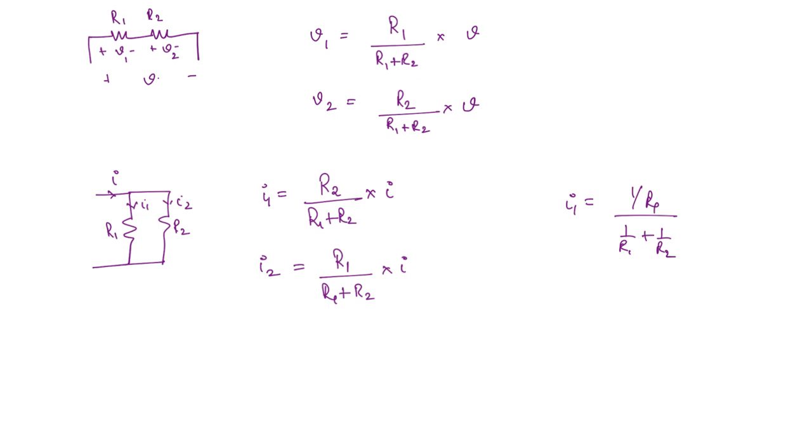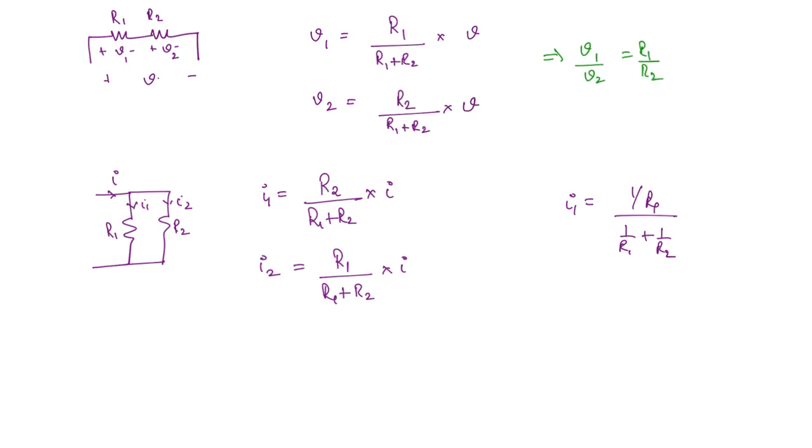I just want you to see the difference. In voltage division, V1 has the same resistance in the numerator. Whereas in a parallel connection, the current will be divided in proportion to the other resistor R2. Why am I saying this? Because V1 by V2 is equal to R1 by R2.